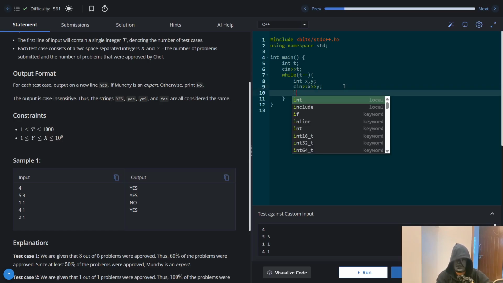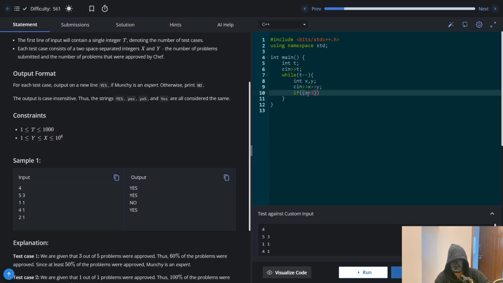Let's try to check it here. If x is an even number, then the 0.5 of the odd case will anyway not matter. Let's take this example. 4 is an even number, 4 plus 1 is 5, and if you do 5 by 2, that is also 2 only. So if you divide it by 2 and that is less than or equal to y, which means the approved problems, the y number of problems, are greater than or equal to 50%, then in that case we'll have to return yes. Else we need to return no.